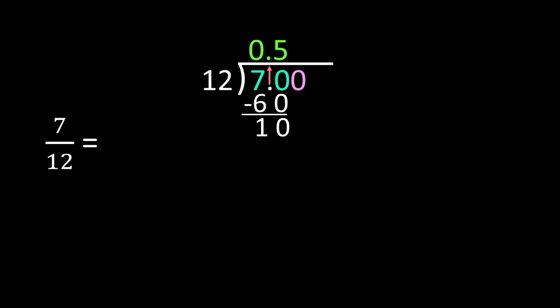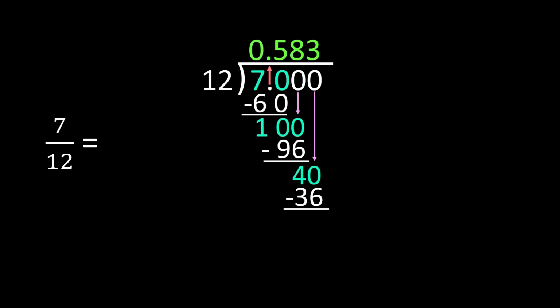We'll want to add a 0 and bring it straight down because we want to continue dividing. 100 divided by 12 is 8. 8 times 12 is 96. When we subtract, we get 4. We want to add another 0. We'll bring that 0 straight down. Now we have 40 divided by 12. 40 divided by 12 is 3. 3 times 12 is 36. When we subtract, we get 4.